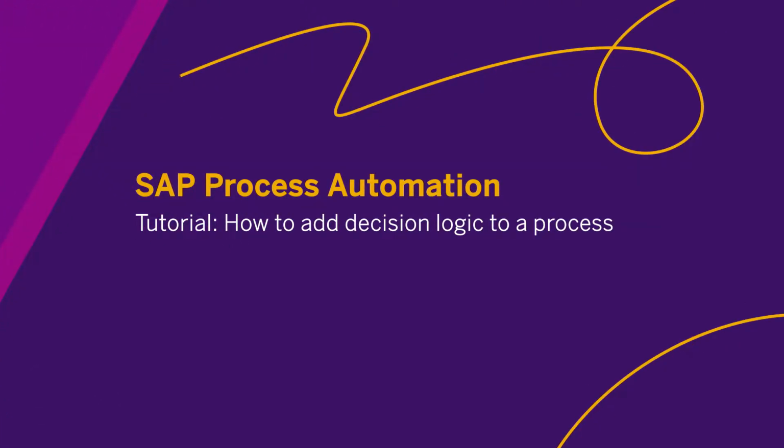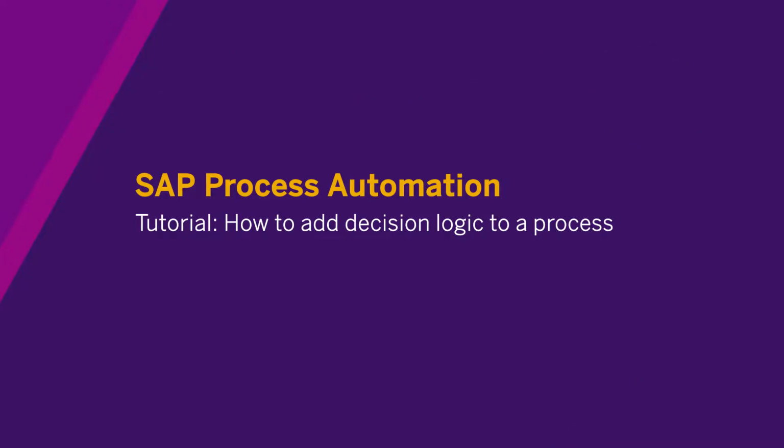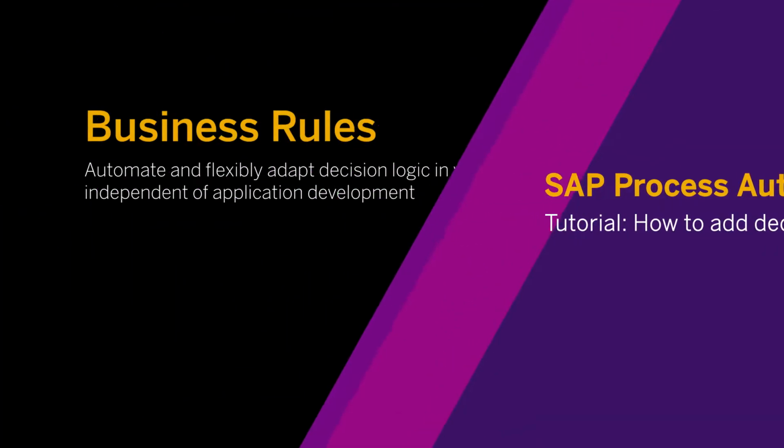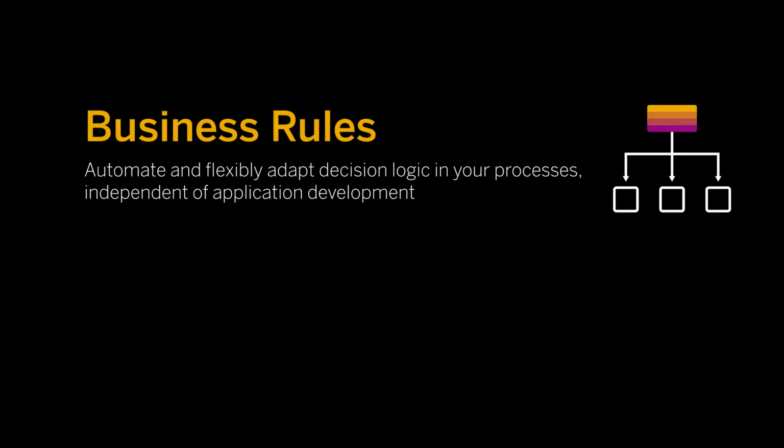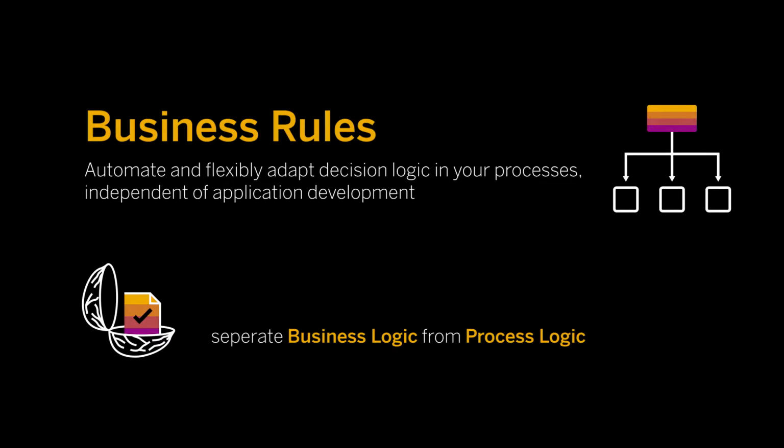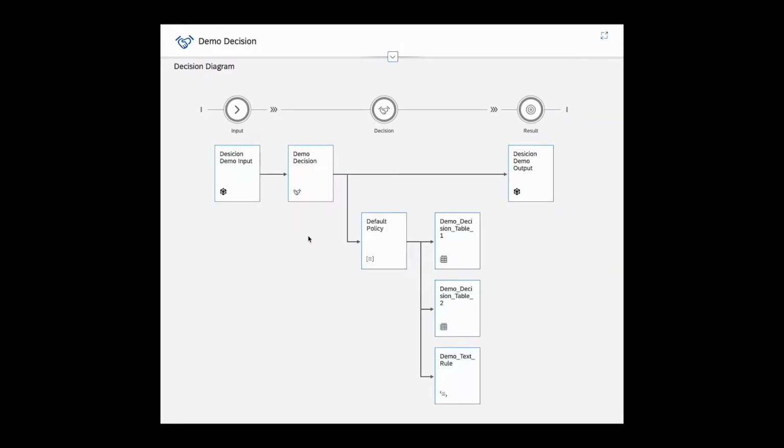In this tutorial, I will show you step by step how you can add decision logic to the sales order management process. But before we get started, let me give you a quick overview over the SAP Business Rules capability and its components. To put it in a nutshell, business rules let you separate the complicated business logic from your process. To integrate this capability, you will add a decision to your process.